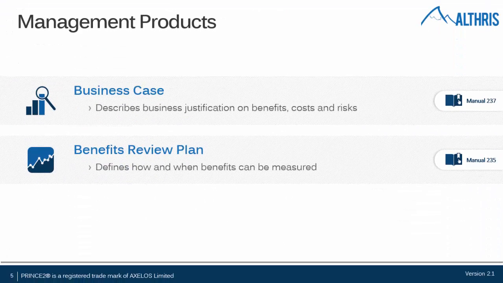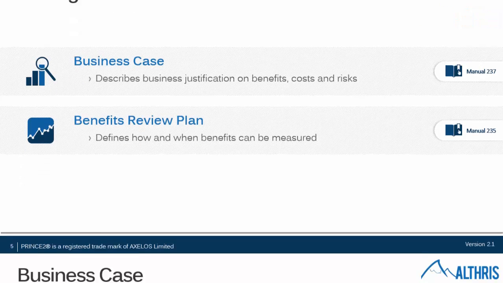Okay, so PRINCE2 has two things, I suppose, to manage within this theme, which is the business case itself, which is a document. It's described in the manual on page 237, and a benefits review plan. So the business case has benefits in it, and there should be a plan for reviewing those benefits, how often and when we're going to review them. And we'll talk through that. That's on page 235 of the manual.